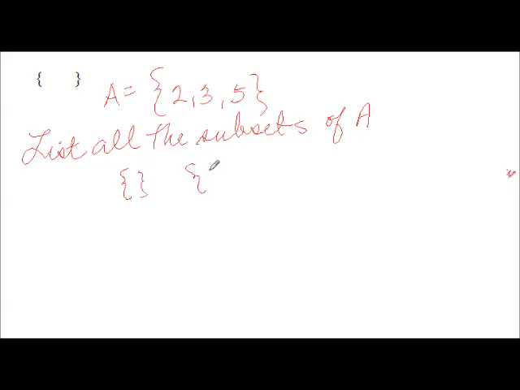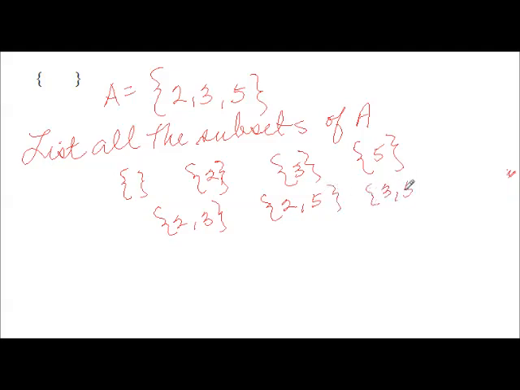You could have a set with 2 in it. You could have a set with 3 in it. You could have a set with 5 in it. You could have a set with 2 and 3. You could have a set with 2 and 5. And you could have a set with 3 and 5. Or you could have a set with 2, 3, and 5. I believe that's right.